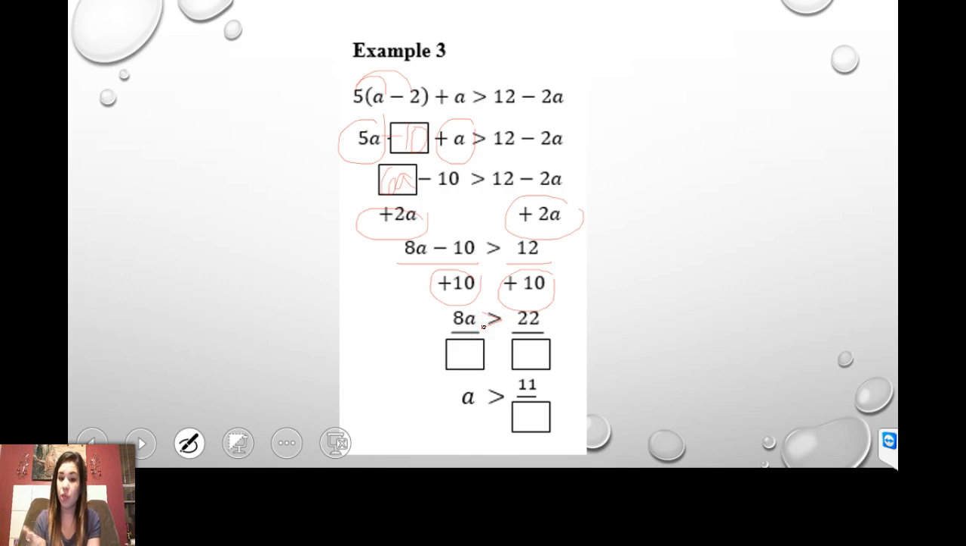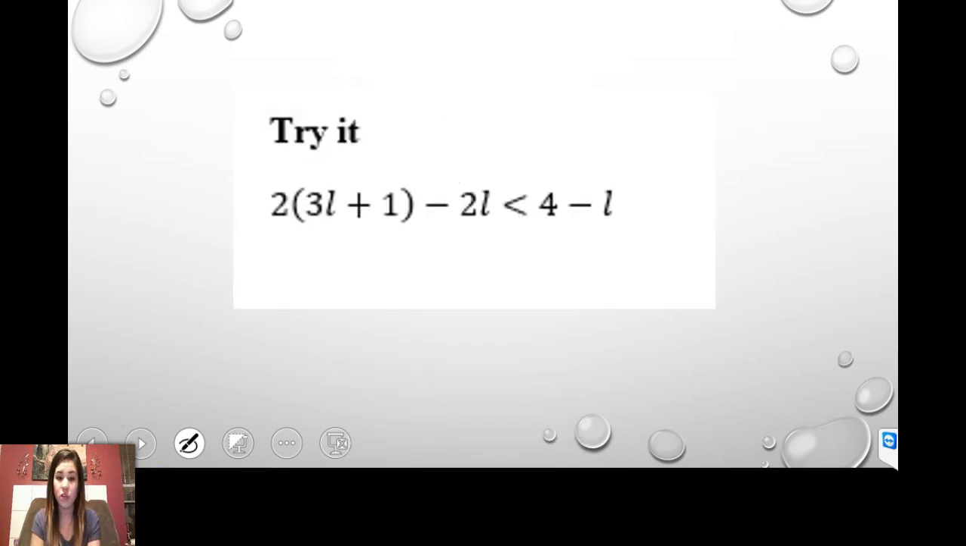My last step, to get rid of that 8, the 8 and the a are multiplying, so I'm going to divide by 8. So that cancels the 8. I have a is bigger than, and I can simplify this to 11/4. And so that would be my final answer for example 3. Again, go ahead, try this, pause me, see if you can get the right answer.